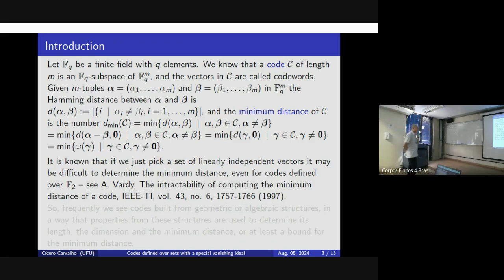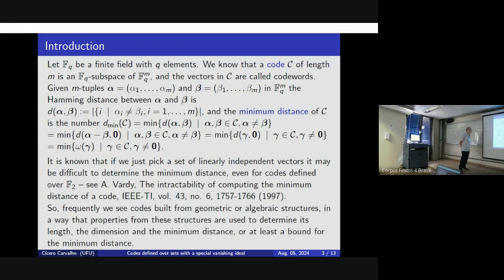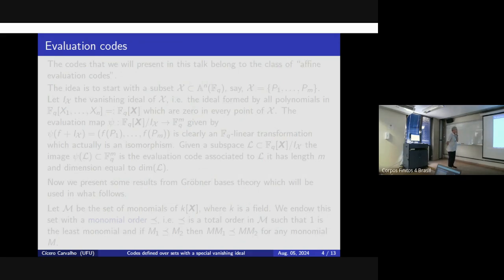So of course, there are many approaches to this problem. Frequently, we see codes built from geometric or algebraic structures in a way that, using properties of these structures, you can determine the length. Usually it's easy, the dimension is not so difficult, but especially the minimum distance. Or if you don't succeed in determining the minimum distance, maybe you will succeed in determining a lower bound for the minimum distance, using properties of this structure. So the concept we will present in this talk is the so-called affine evaluation codes.